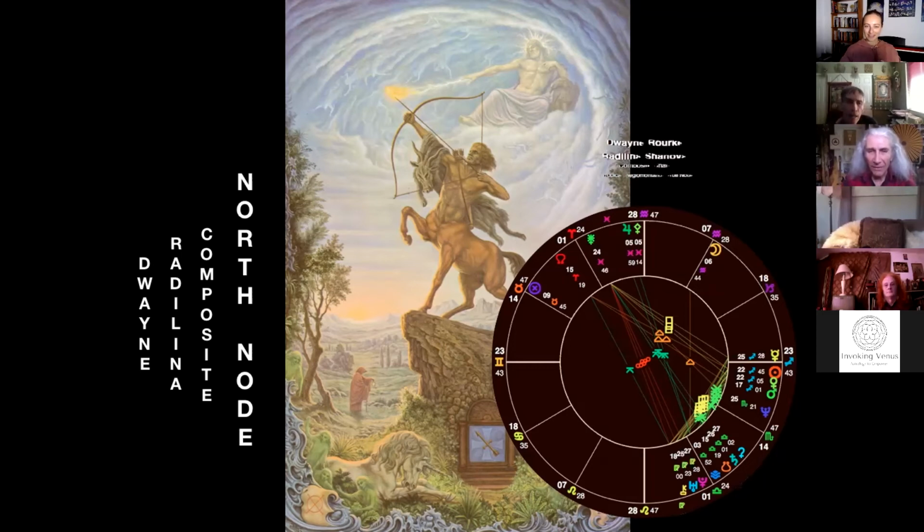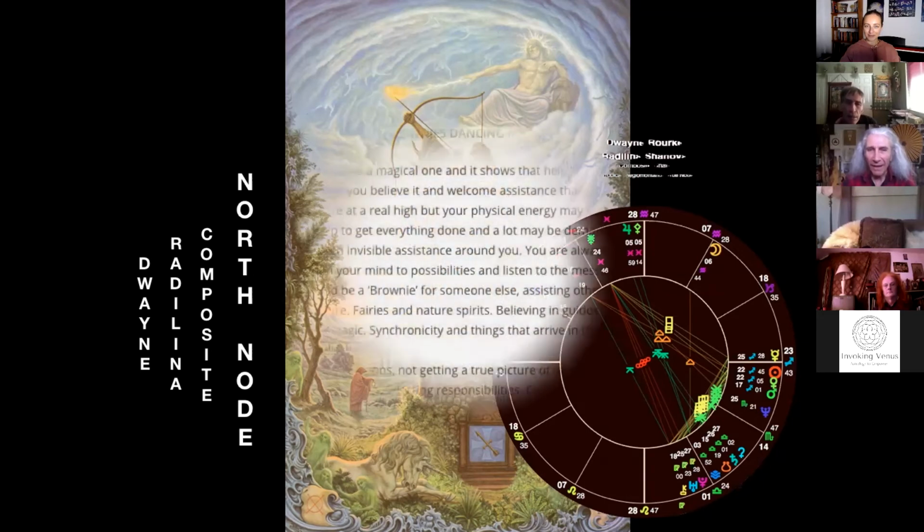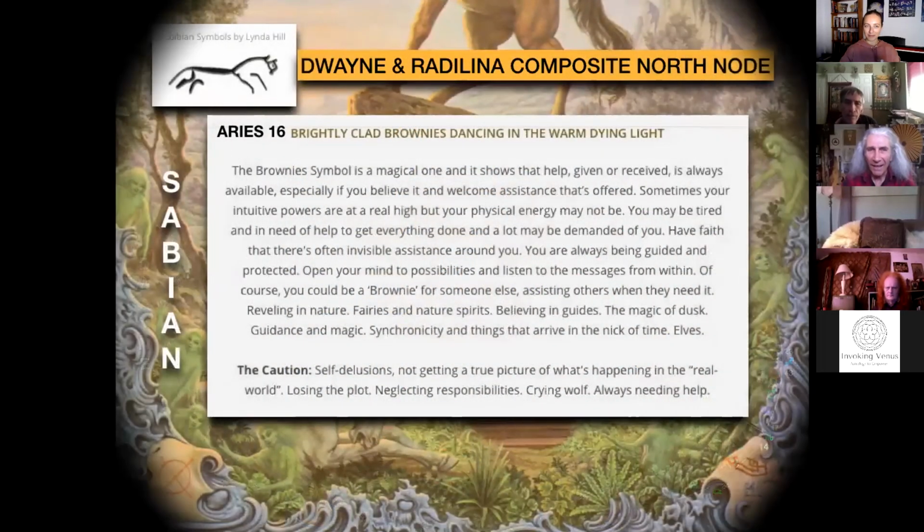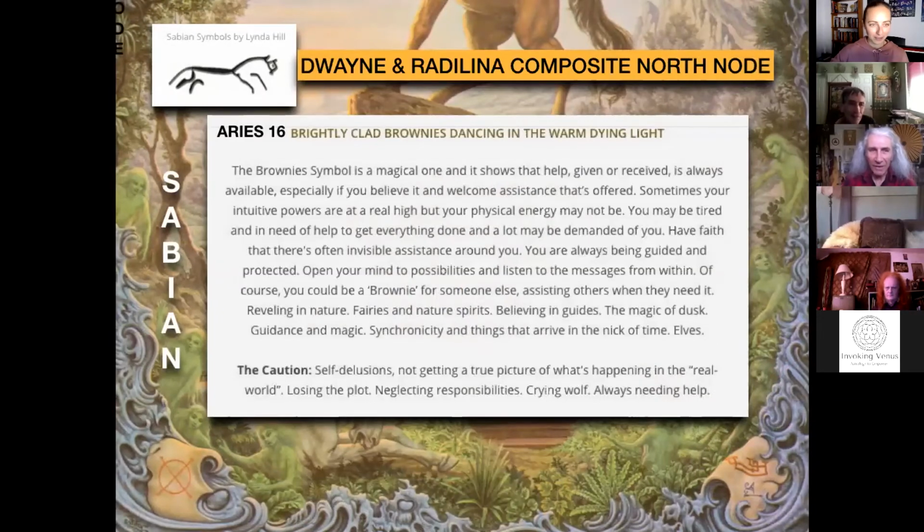And then also, now this is going to Linda Hill's interpretation. So that's Aries 16, that's our North Node. That's, by the way, very close to Aries, on the 15th or something, maybe already on the 16th. So that's very interesting. Brightly clad brownies dancing in the warm dying light.